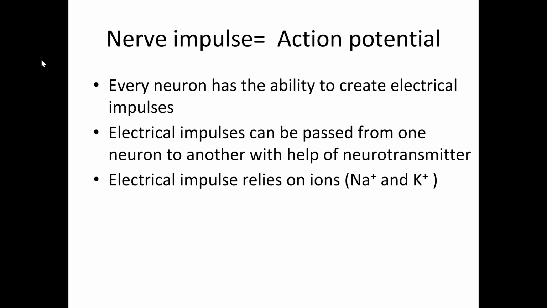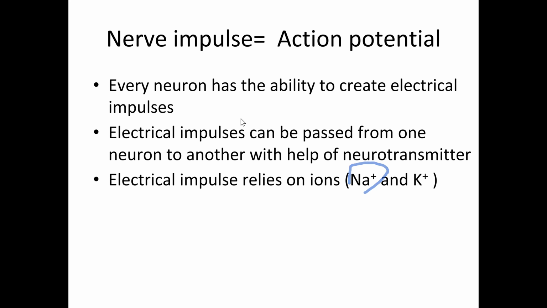So a little bit of physiology of nerve impulses. First of all, a nerve impulse is called an action potential. Every neuron has the ability to create an electrical impulse. Electrical impulses can be passed from one neuron to another with the help of neurotransmitters. And the electrical impulse relies on ions, sodium and potassium ions.